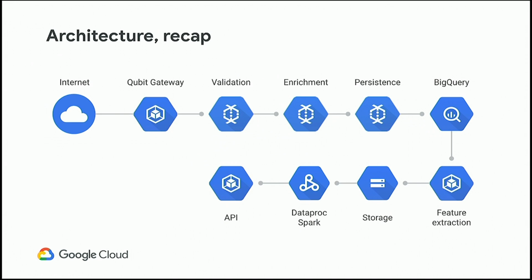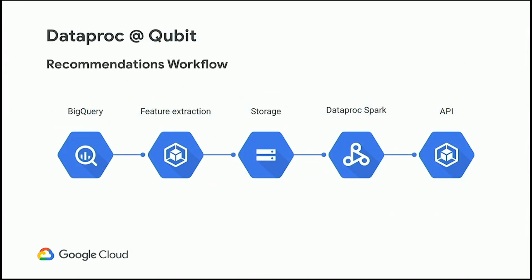So yeah, as of now we have covered the first part of the architecture, which is our real-time streaming pipeline, where events are all happy and good in BigQuery. Now we'll move on and do something useful from that event. So this brings Dataproc into the picture. Our recommendation workflow looks like this.